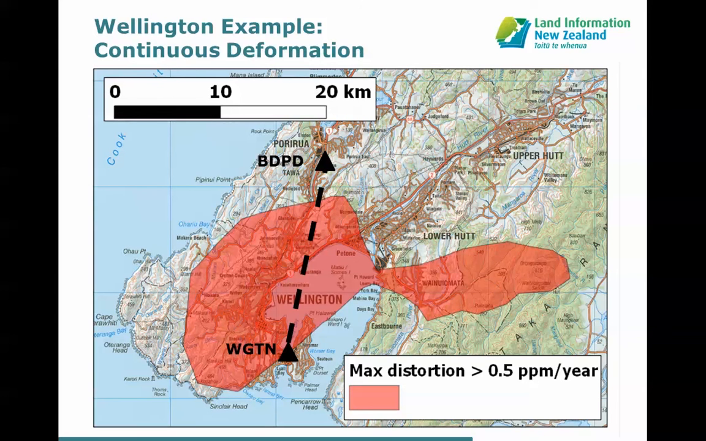So we're going to use those good coordinates that we already have to have a look at some of the impacts of deformation and how SNAP applies the deformation model to deliver a much more accurate result than would otherwise be the case. The area that's highlighted in red there just shows parts of the city where the relative deformation or the distortion is estimated to be more than 0.5 parts per million each year.